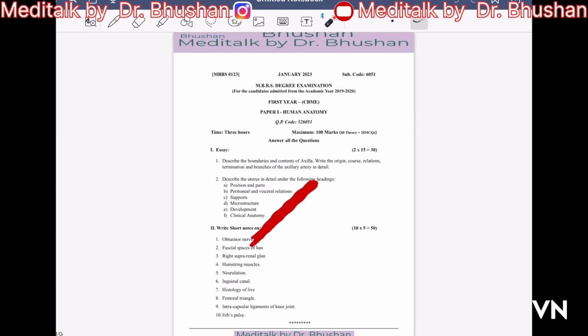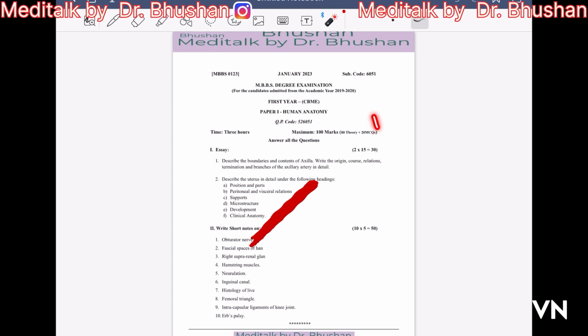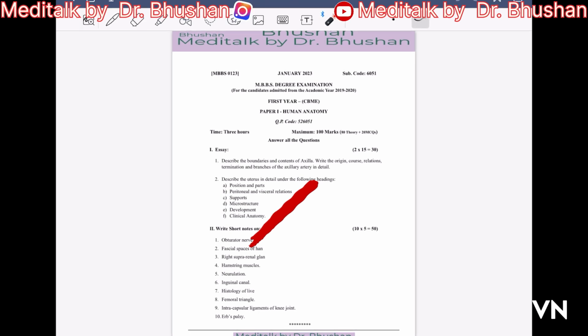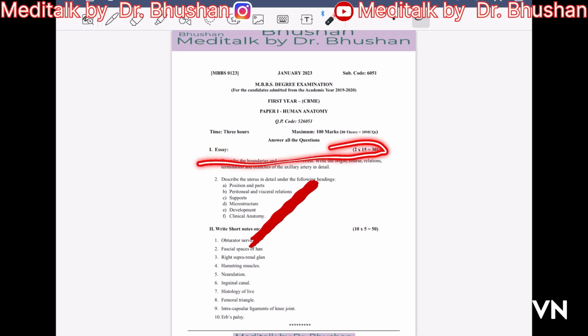Next, Jan 2023. First paper. Here is a pattern change from the university. We see only the pattern and mark distribution of the paper. First is an essay question, part 15 marks each.